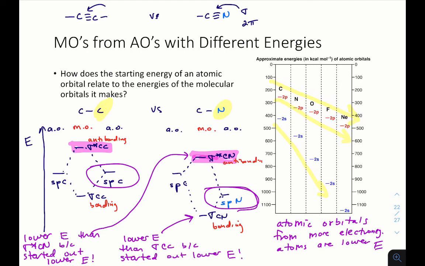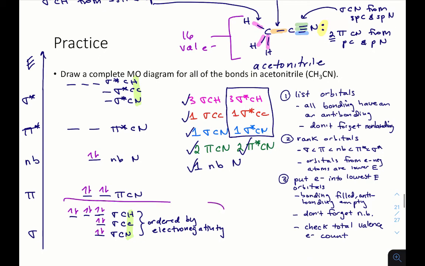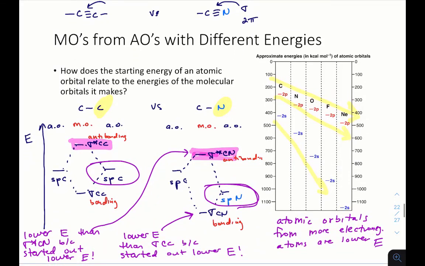If you were wondering why orbitals from more electronegative atoms are lower energy, now you know. If it totally blew your mind, let it float away like a cloud and just memorize it. Hate to say that, but it's okay. We have a lot going on.